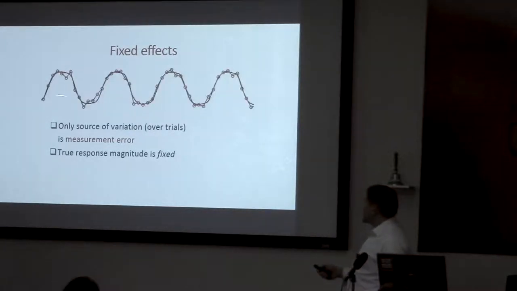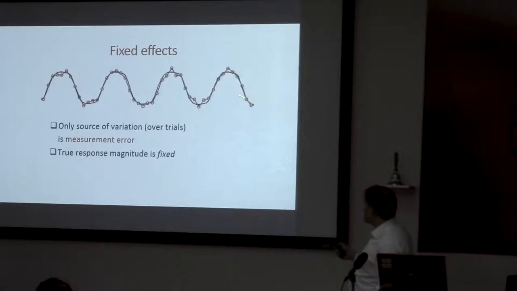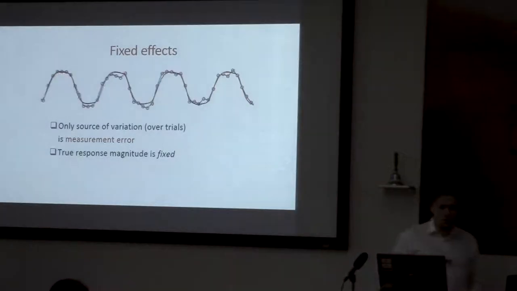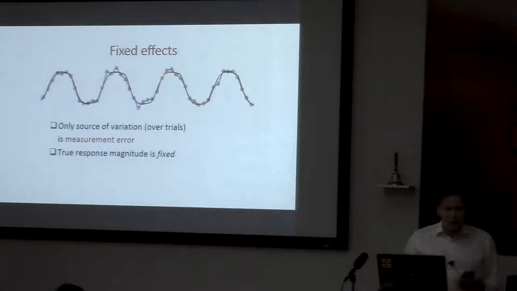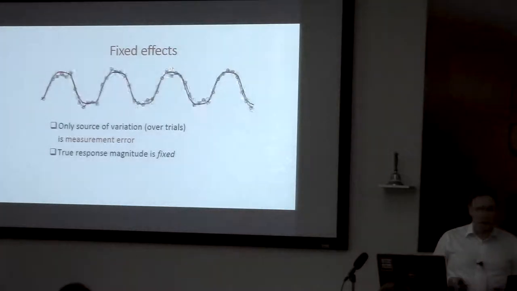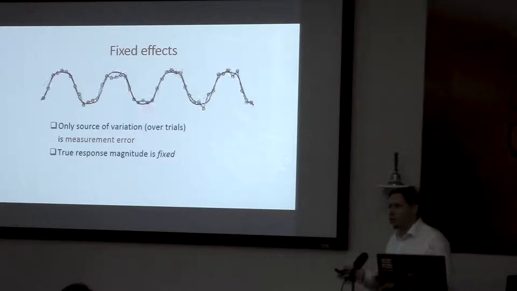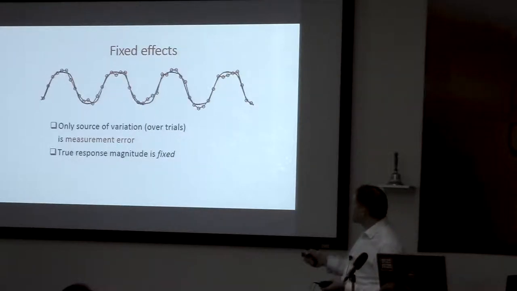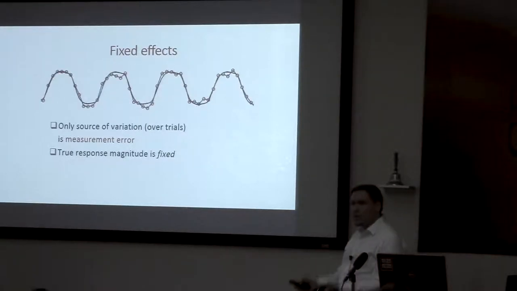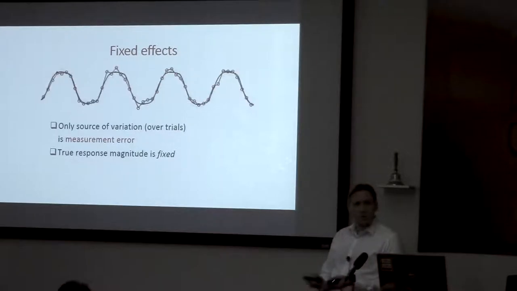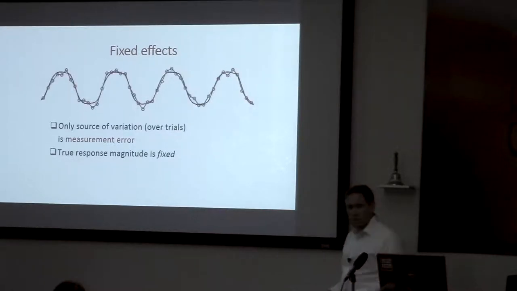So you've got multiple trials, and each time your waveform is changing a little bit because, obviously, this is different trial to trial. But you assume, that's why it's called the fixed effect, if you take an ERP, you average across all trials, that'll give you this black line, and you say, well, this is the truth. So that's why it's called fixed, because you say the truth is fixed, doesn't move, but we've got some variance around it.